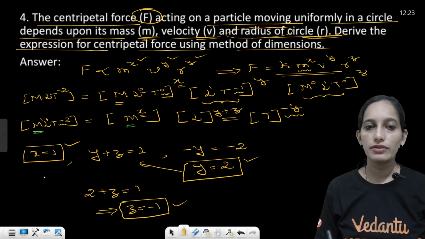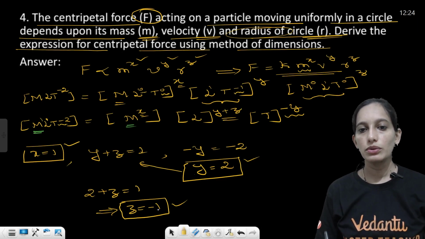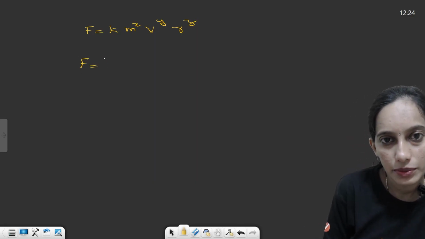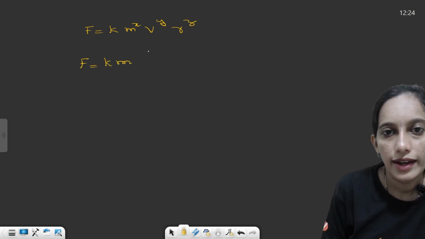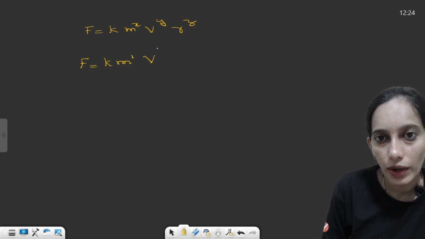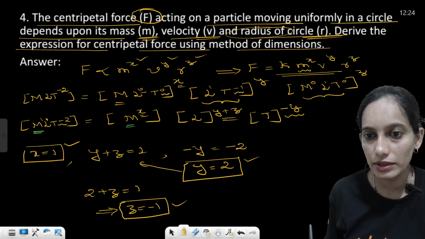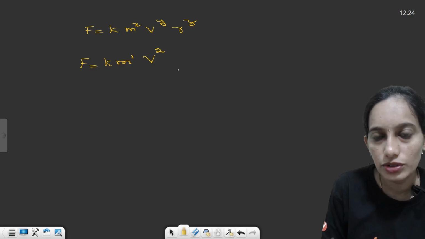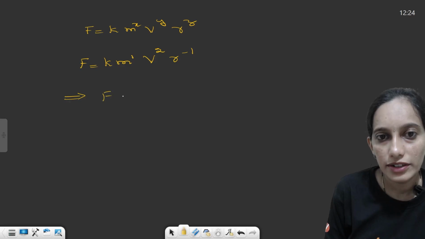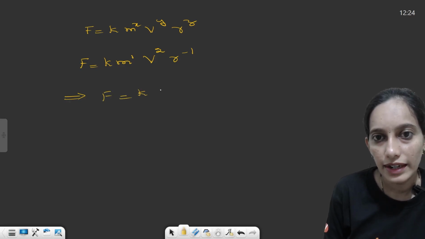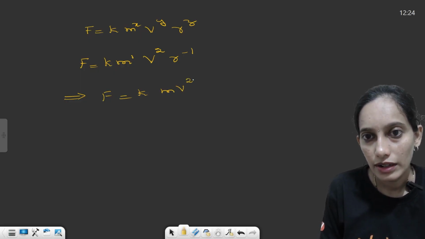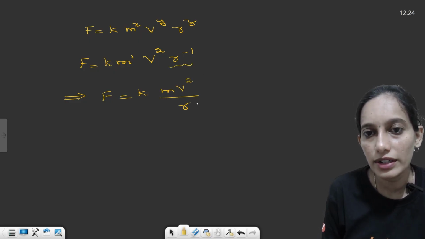So we took M raised to X, V raised to Y, R raised to Z, and now the values: X is 1, Y is 2, Z is minus 1. Let's substitute here. F is equal to K into M raised to 1, V raised to 2, and R raised to minus 1. This can be rearranged as F equals K into M V squared, which we will keep in the numerator itself. The negative power term, we will write in the denominator.